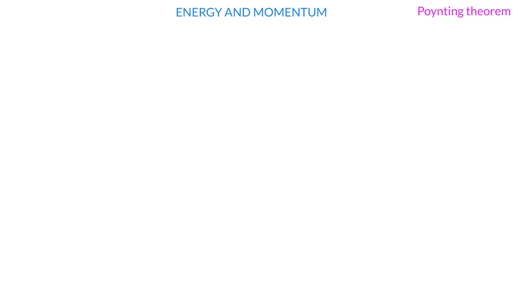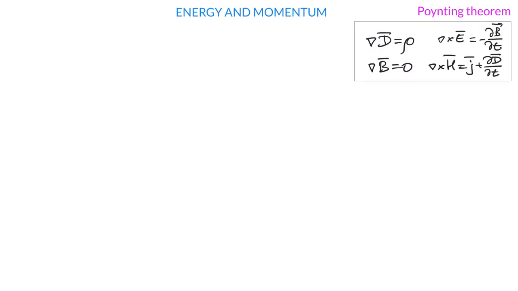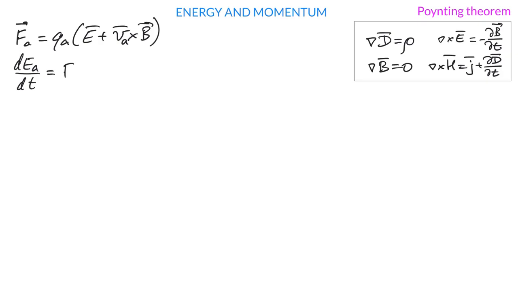Let's have Maxwell's equations available for our reference, and let's start with energy conservation. The Lorentz force acting on a given particle, F sub A, is equal to the charge of that particle times E plus V cross B. Notice in this part we'll be working in SI units, and Maxwell's equations on the right are also written in SI units. So the rate of energy change of particle number A, dE by dt, is F sub A times V sub A.